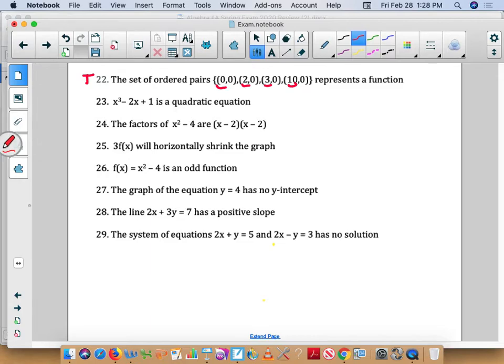X cubed minus 2x plus 1 is a quadratic equation. That is false. We're going to make a note, and x squared is a parabola, but another word I've used for it is quadratic. Those are synonymous. Okay? It's just like if I said add or find the sum. Do y'all see what I mean? All right, so show me a quadratic. Show me a parabola. Okay? But this one's not either one because it's x cubed.